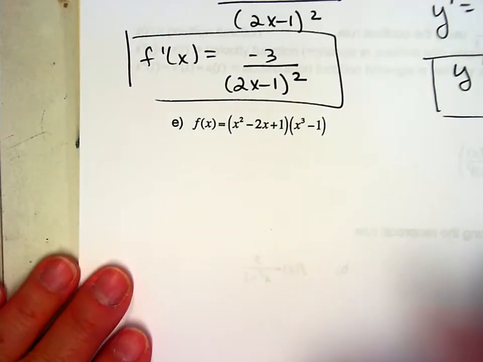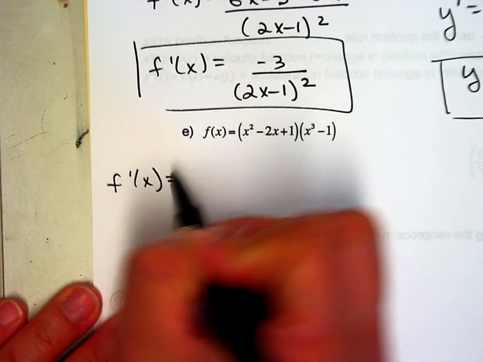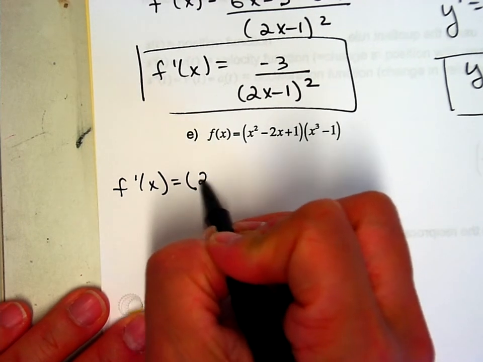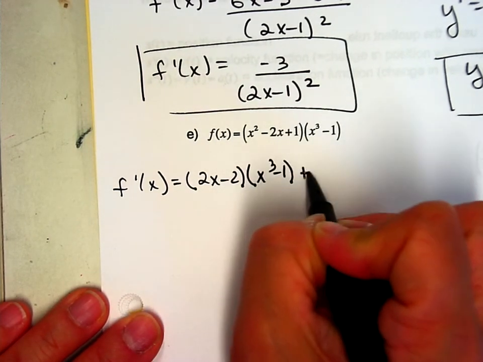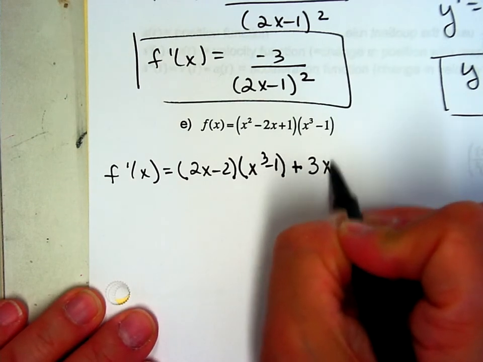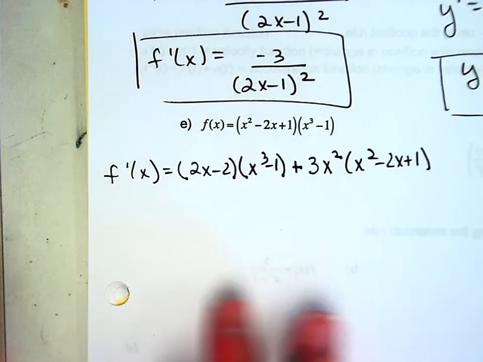Okay, let's try the last two, one product, one quotient. Product rule here: f prime of x is the derivative of the first function, 2x minus 2, times the second, plus the derivative of the second function, 3x squared, times the first.